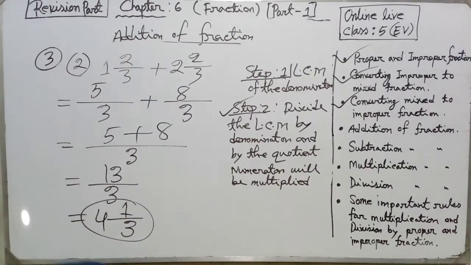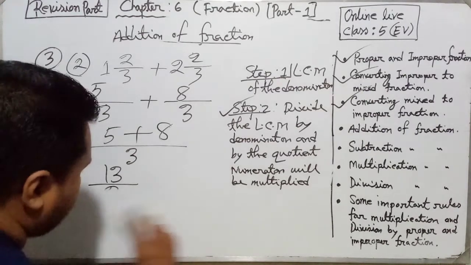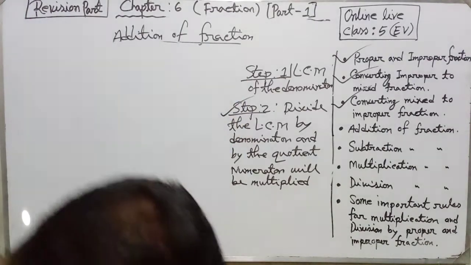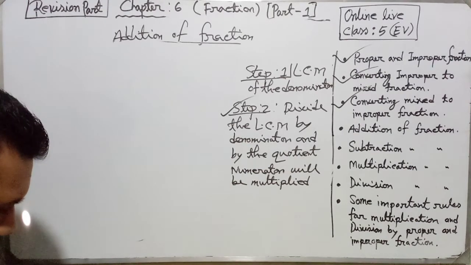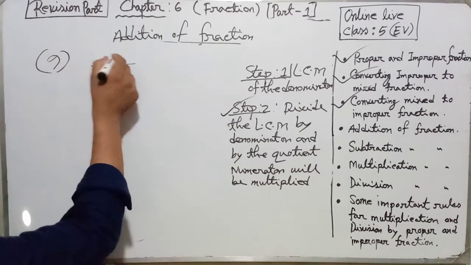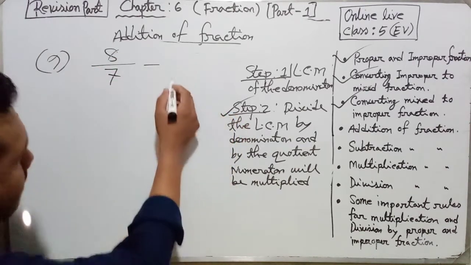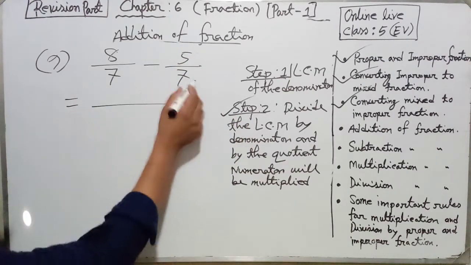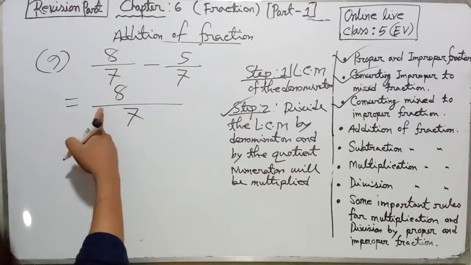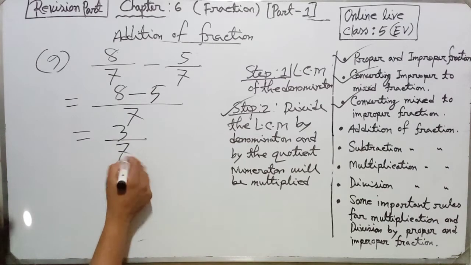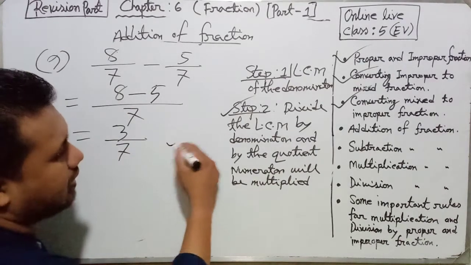Now, dear students, we can give one example for subtraction. Suppose problem number 9: 8 by 7 minus 5 by 7. 8 by 7 minus 5 by 7. Now at first take the LCM, 7. So it will be 8 times 1 minus 5 times 1 by 7. So it will be 3 by 7. Now 3 by 7 is a proper fraction, so we can write the answer.